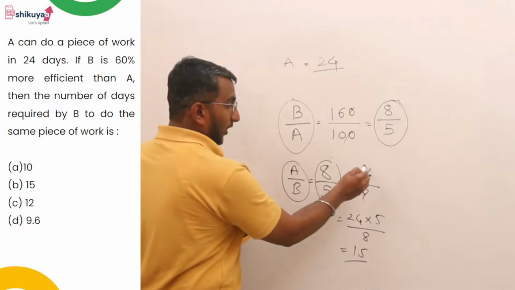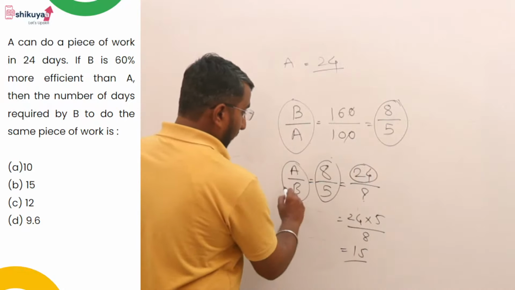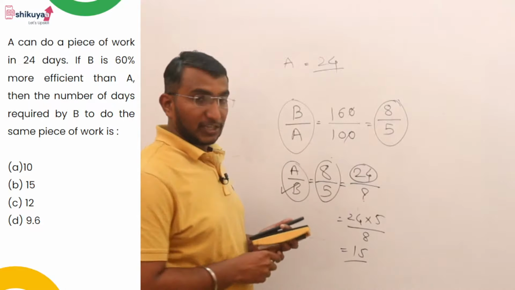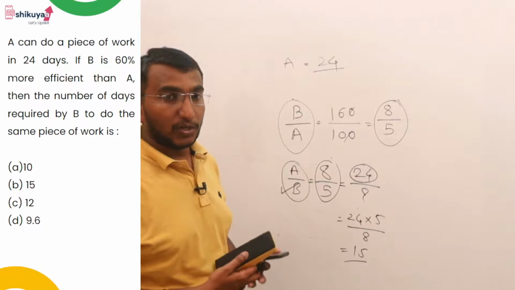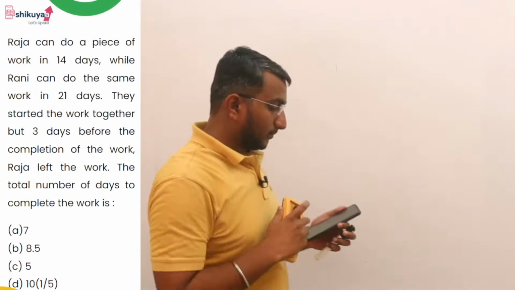So the number of days taken by A has already been given. I have to just calculate the number of days taken by B. The answer is 15 itself. So I hope you all have understood. Let's go ahead. Next problem.